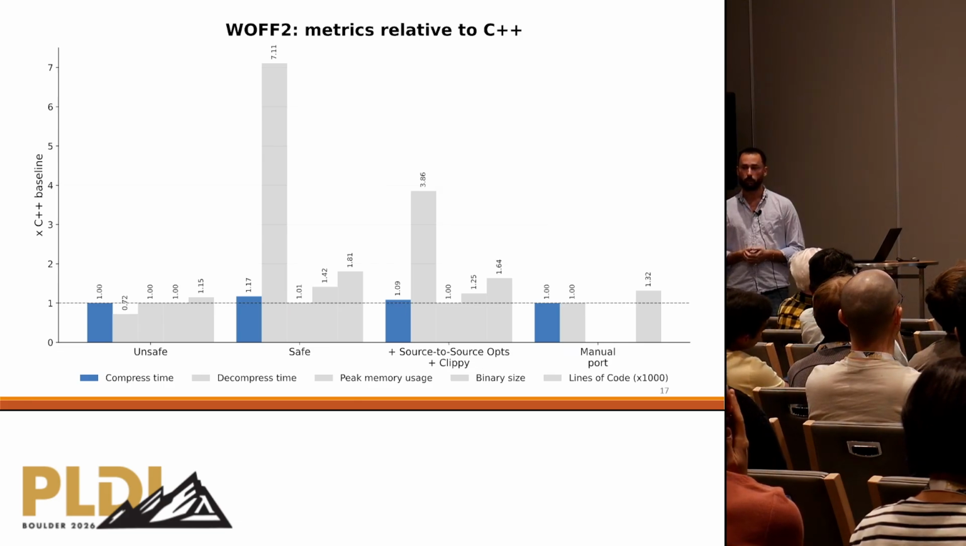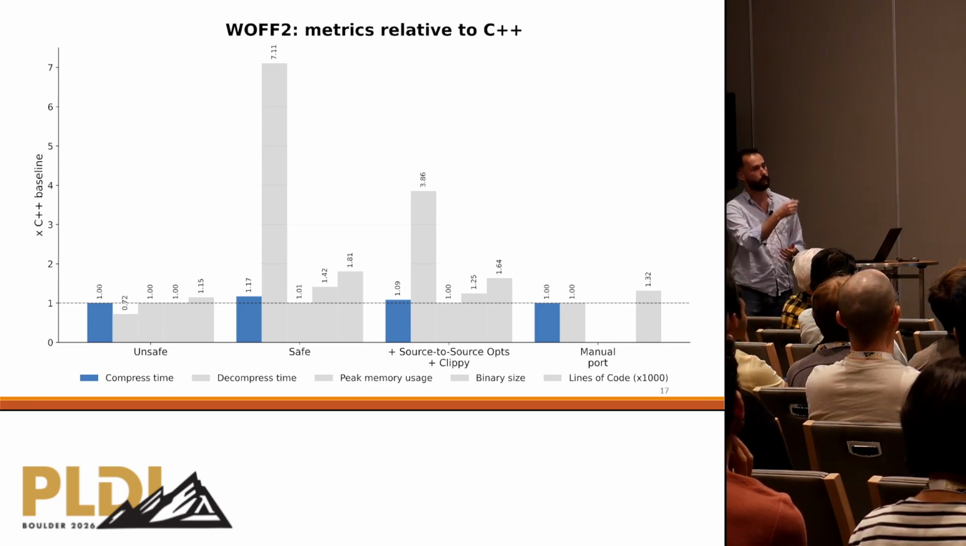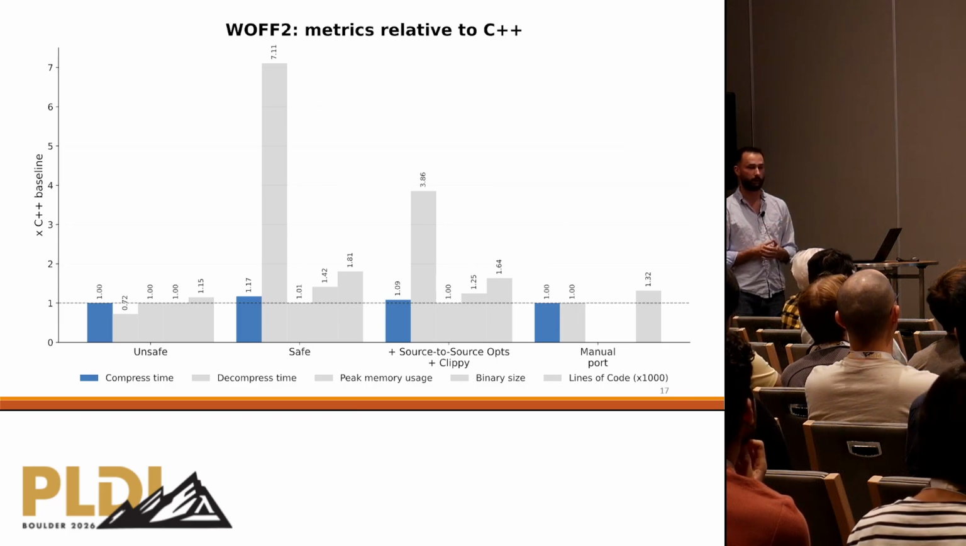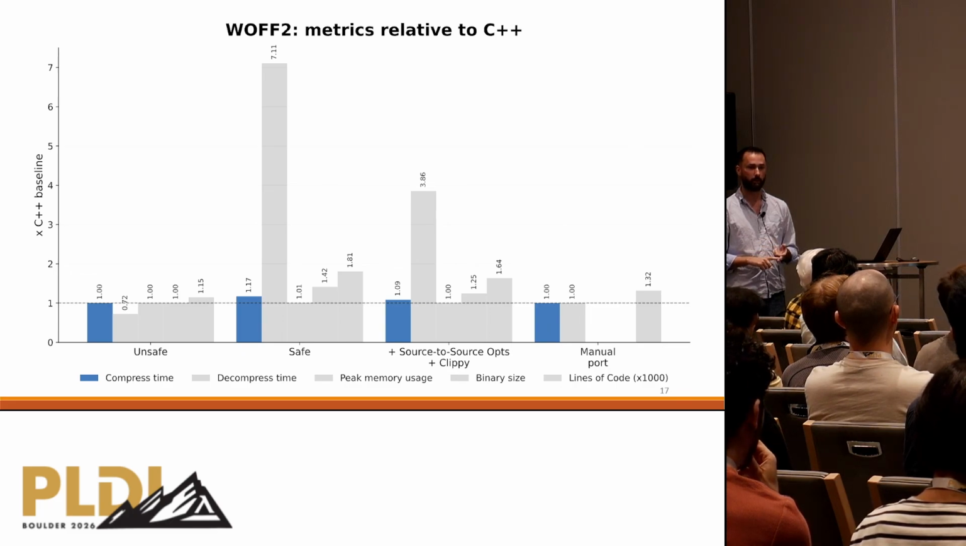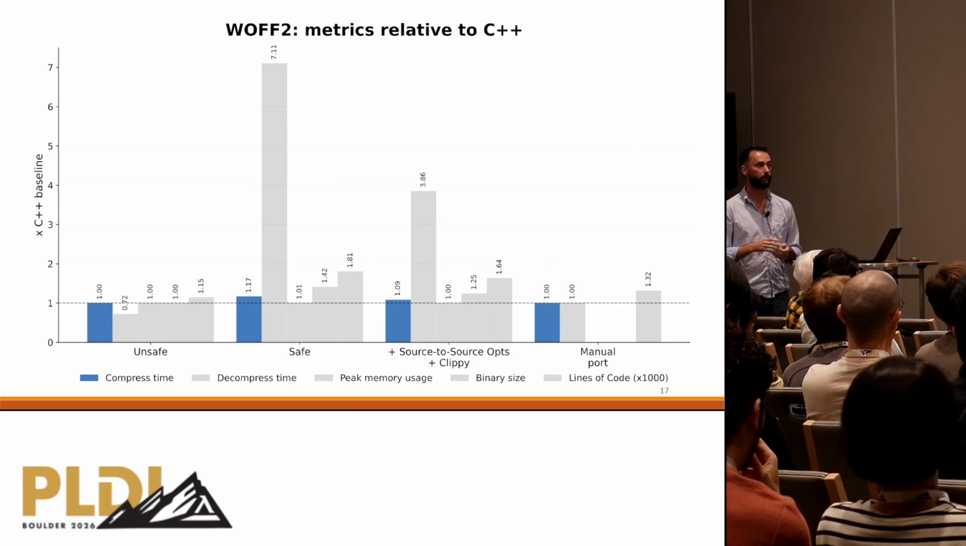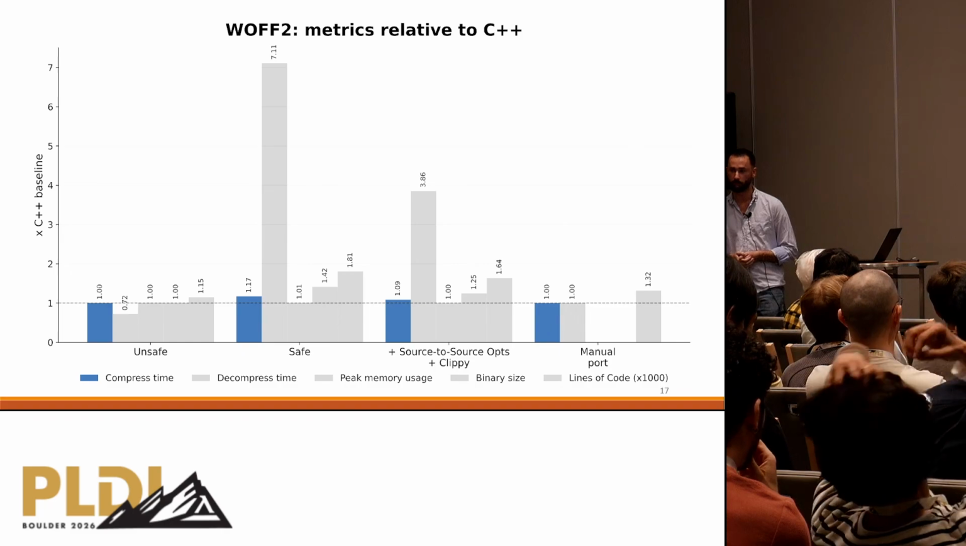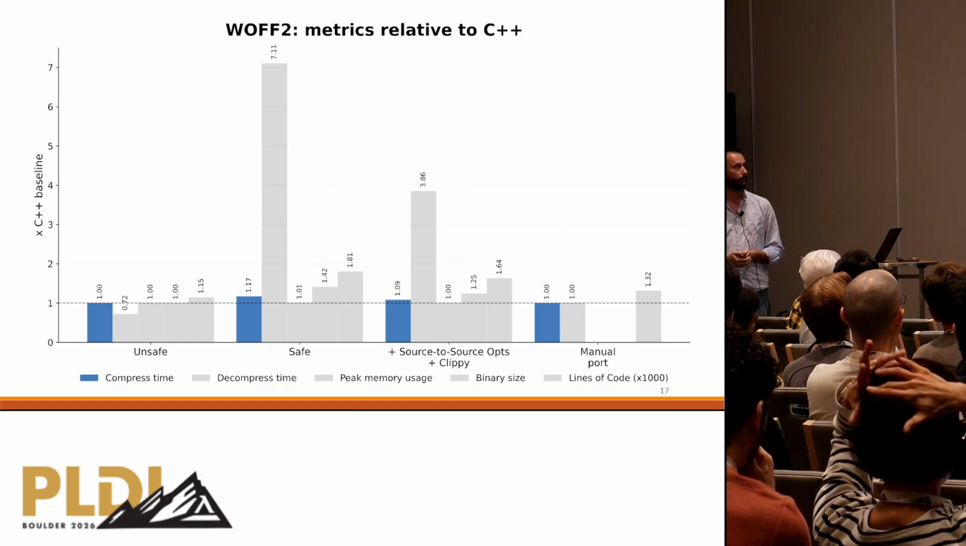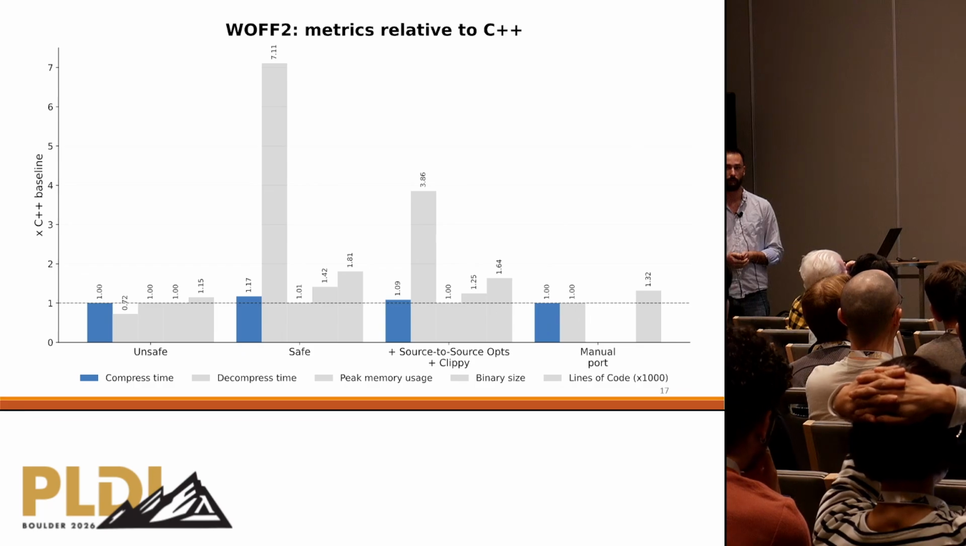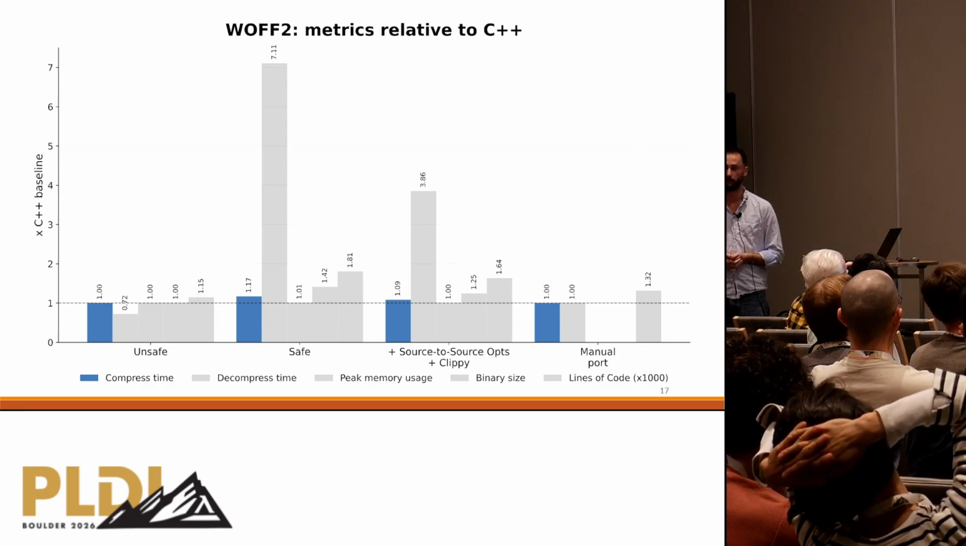These are the numbers for WOF2. On the horizontal axis, there are the modes that I told you about earlier: unsafe, safe, safe plus optimizations, the source-to-source optimizations I showed you earlier, and the public data from the manual port. So, and on the vertical axis, there are the metrics relative to C++.